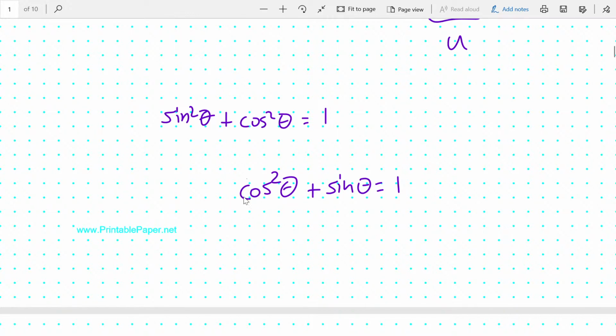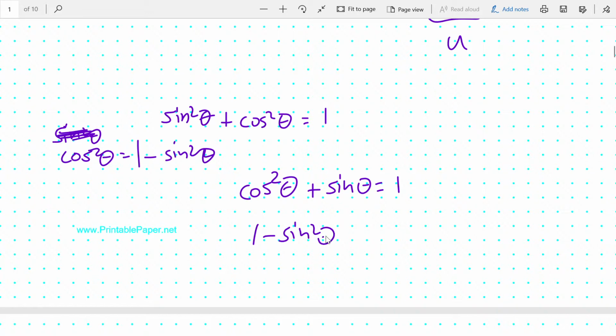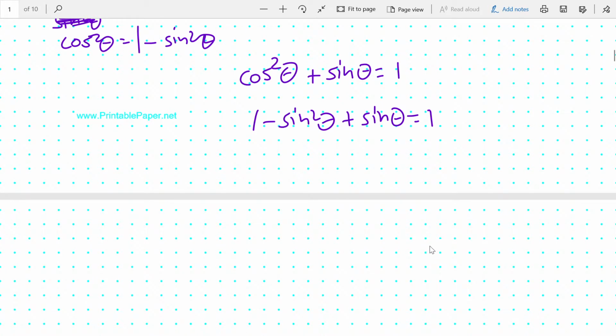Well, given that you have sine theta as the linear term, as in the term which is not squared, it would be best to turn this cos squared theta into something made out of sine theta. Because if you can find the value of sine theta, you can find theta anyway. So you would make the substitution that cos squared theta is equal to 1 minus sine squared theta. And 1 minus sine squared theta plus sine theta is equal to 1.